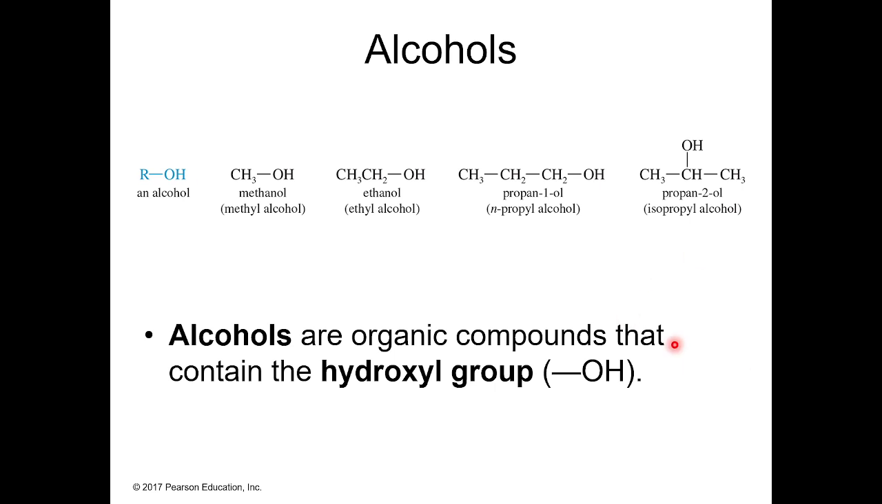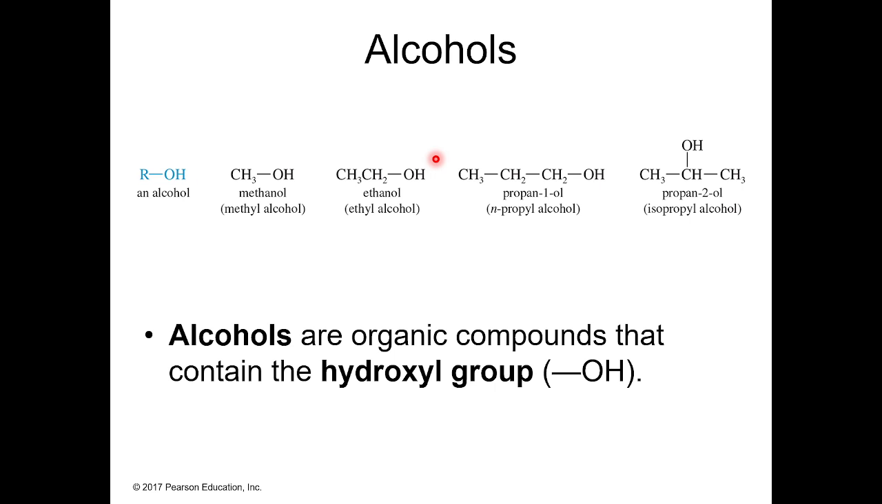Nobody saw this N right here? What is the N? It means normal. So a small n means normal, and what that means is that's just the straight chain. So notice that this is the straight chain version of propanol, right? This then is the branched version. Cool, huh? Does anybody have any questions?